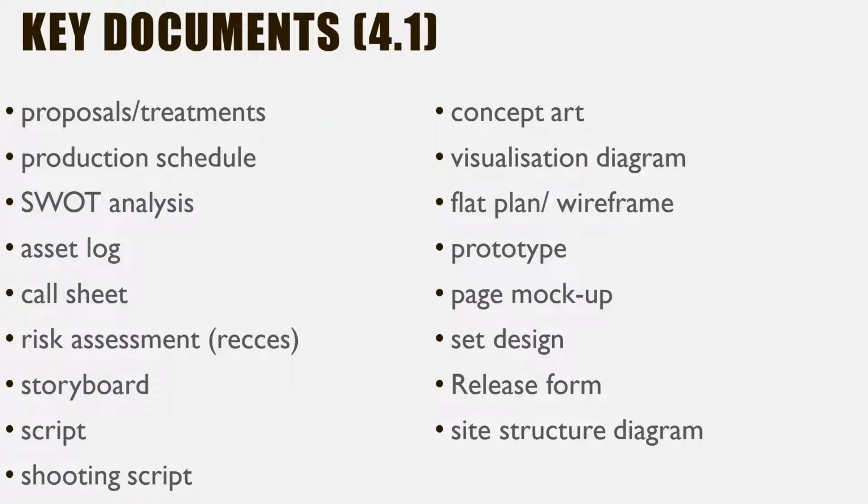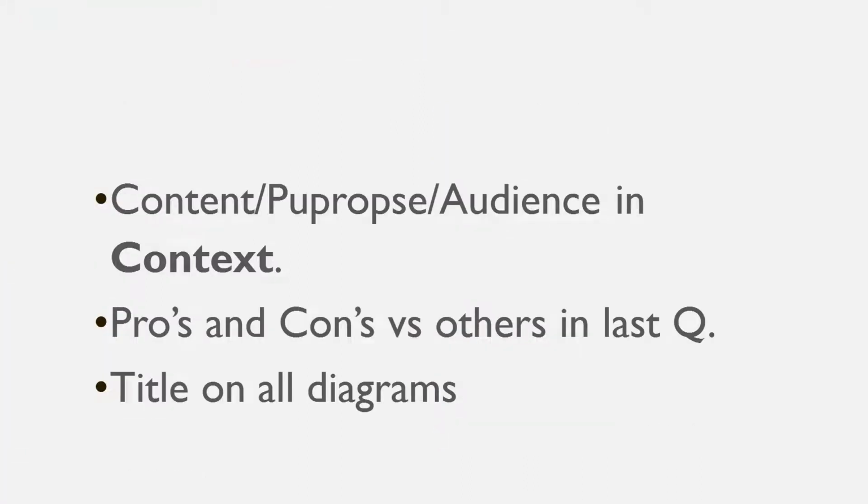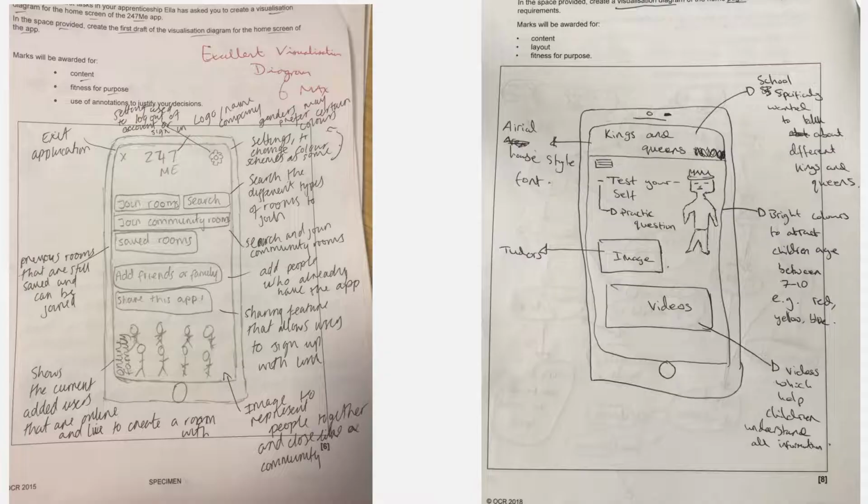We're going to focus in particular on these documents in section 4.1 of the syllabus, as this is where the 15 to 20 mark question always refers back to. And we're going to go through each of these documents. I'm going to talk about the importance of context, how to answer that last question in comparing to other key documents, and remind you about diagrams. So let's have a look at some diagrams to start with.